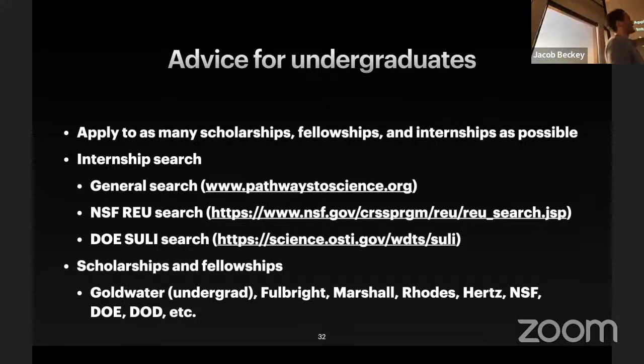Just for a general search, there's a site called Pathways to Science. Really good for searching for internships in all different fields. And NSF REU search. Because it's the National Science Foundation, it has to list all of the different sites that they fund. And a lot of them, like CU's, I think has been happening since the 80s. I'm not sure, but it's been many decades that they've had REU students here.